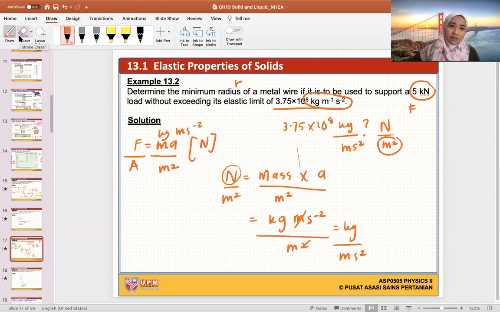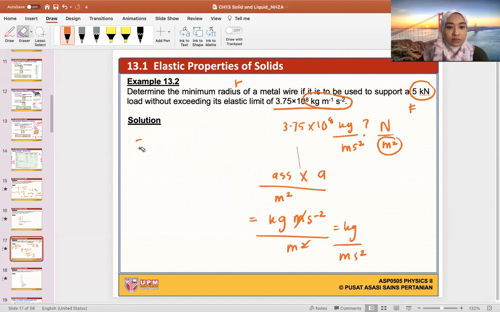Kalau masuk exam ni, habis confused semua orang. Okay, so this is important to know. It can be in Newton over meter squared or it can be kilogram over meter second squared. Okay, I hope that's clear for everyone. This is not even the solution. Baru cakap pasal unit.